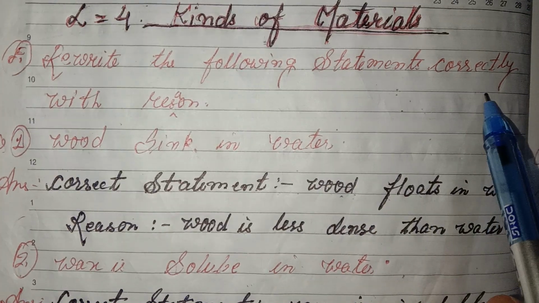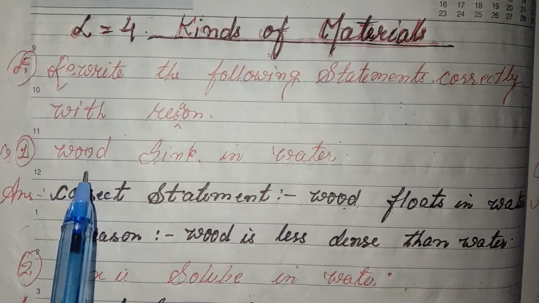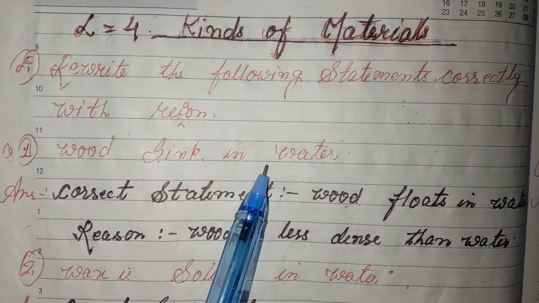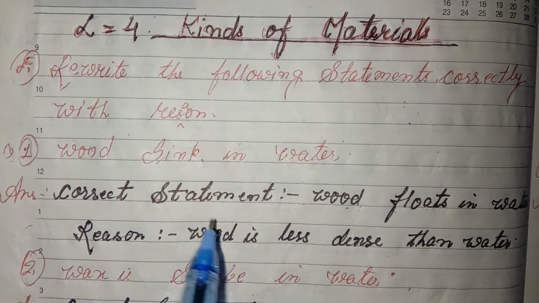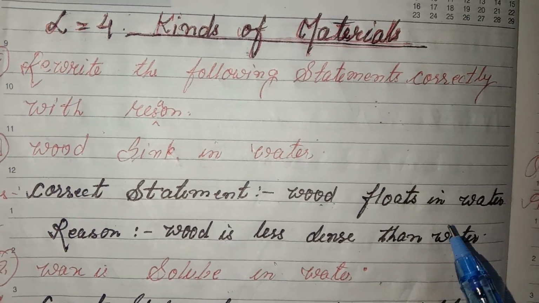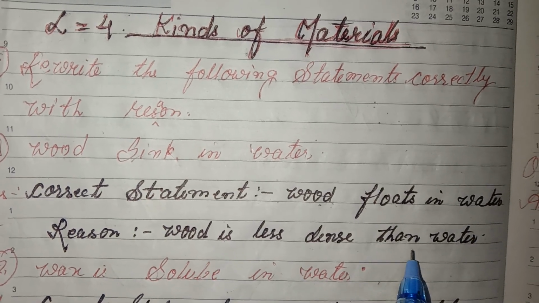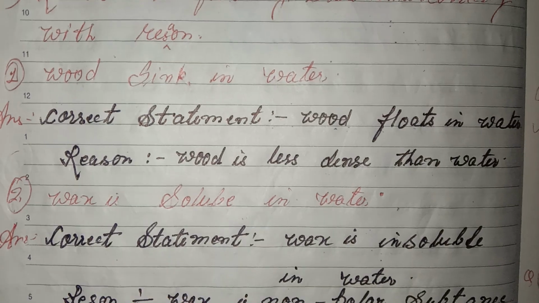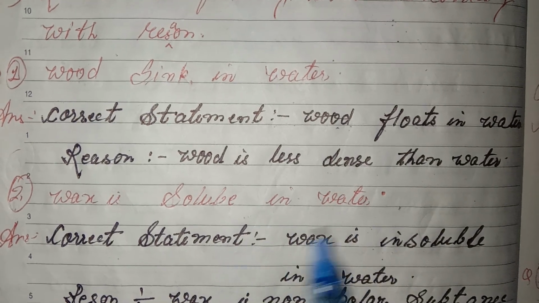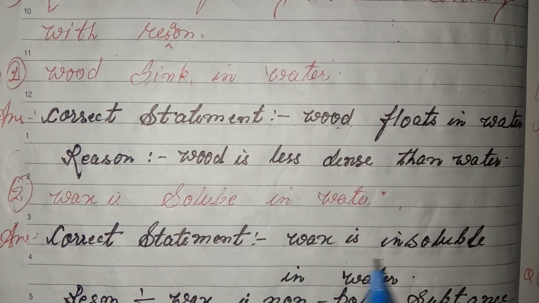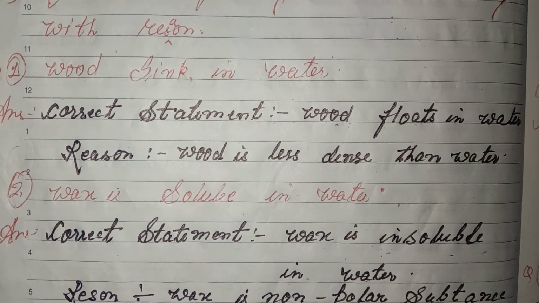Rewrite the following statements correctly. First, wood sinks in water. Correct statement: wood floats in water. Reason: wood is less dense than water. Second, wax is soluble in water. Correct statement: wax is insoluble in water.